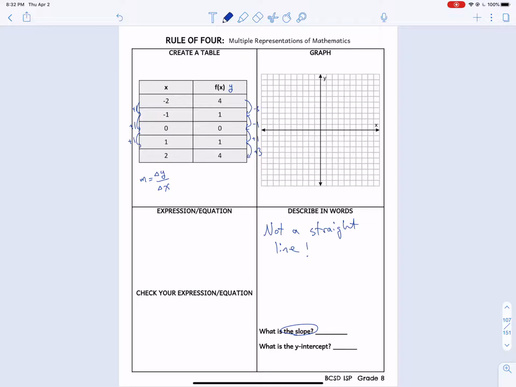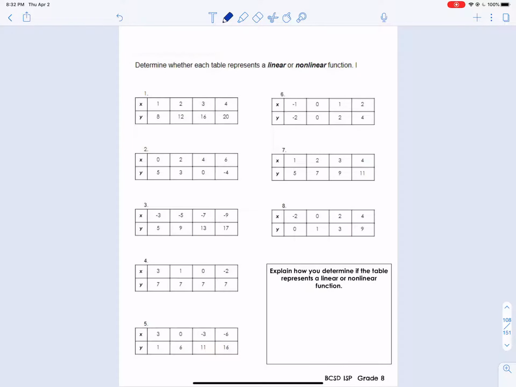So it turns out this was put here by accident. It was the wrong table. This is actually for algebra. This is a parabola. It's a quadratic, so it's a curve. It's not a straight line. So we're not going to even worry about this. So let's move on. Okay.